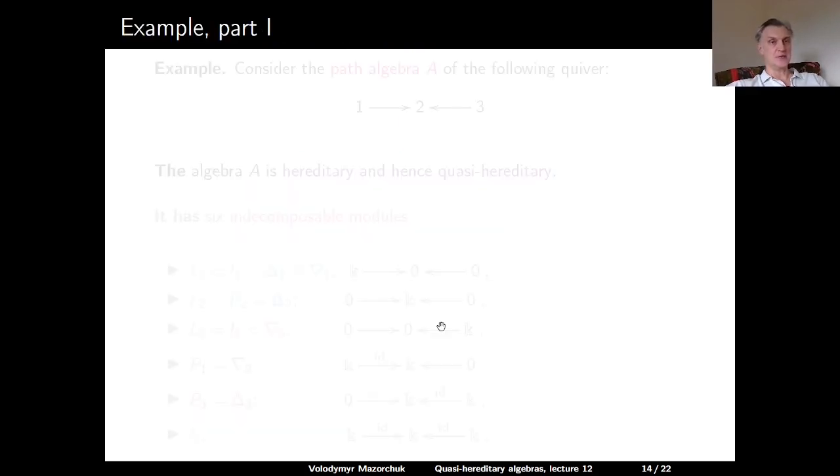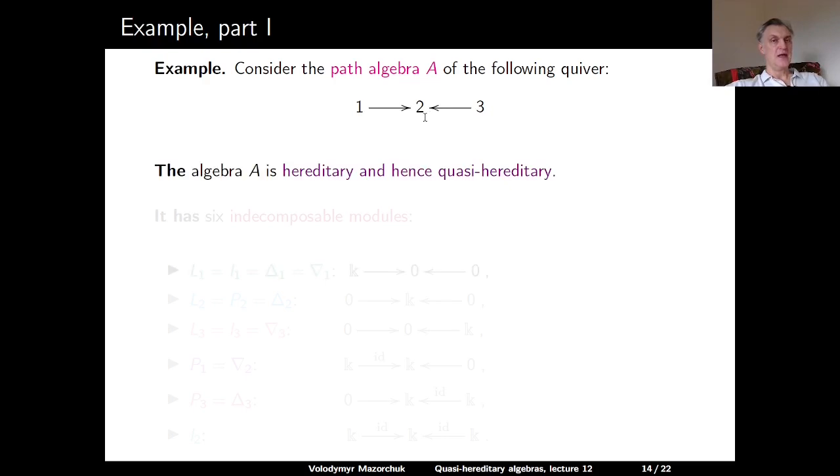Let us look at one example. Consider the path algebra A of the following quiver. We have vertices 1, 2, and 3, an arrow from 1 to 2, and an arrow from 3 to 2. The path algebra of this quiver is hereditary because we don't have any relations, and so it is also quasi-hereditary.